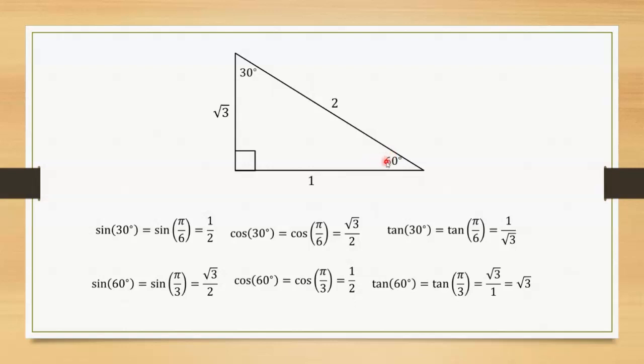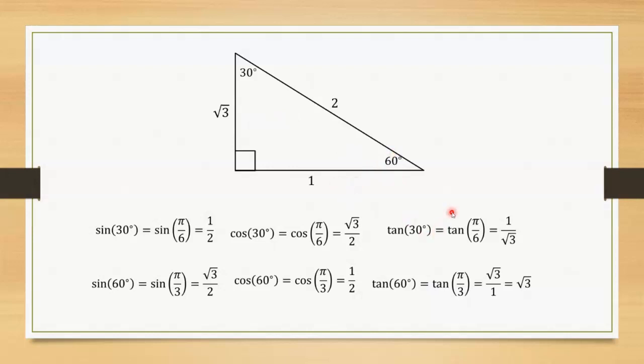60 degrees, now it's opposite over hypotenuse. That's why sine of 60 degrees is this. Cosine of 60 degrees is adjacent over hypotenuse. So for 60 degrees, this is the adjacent side. This is still the hypotenuse. That's why we get this. And tangent, again, opposite over adjacent.